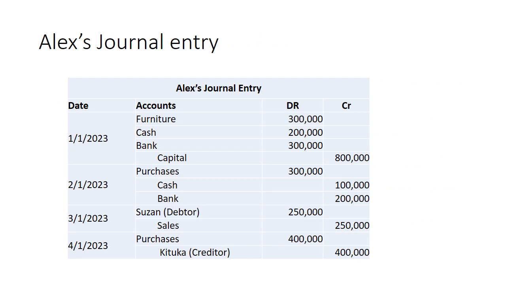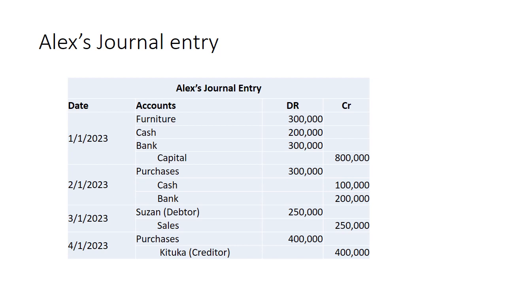So if you have to prepare the journal entry, it should look like this. In the journal entry, we should have a column for date, a column for the account to be debited or credited, a column for debit and a column for credit. In the first transaction, we have to debit furniture, cash, and bank, and the corresponding account will be capital, which will take the total.